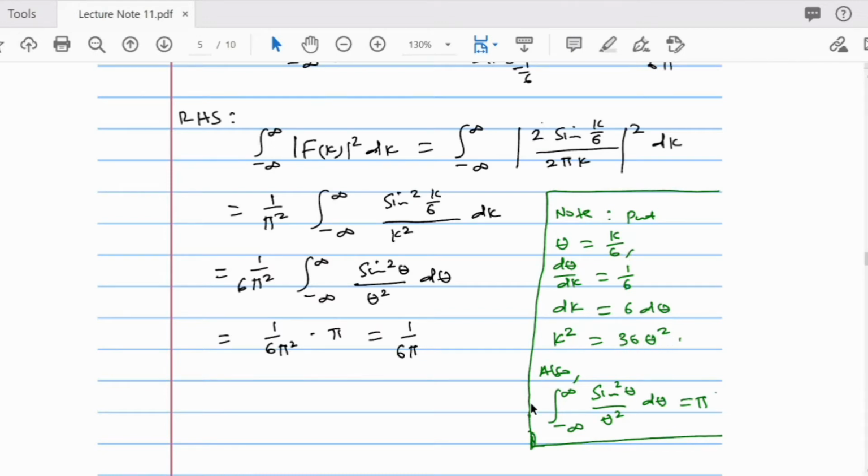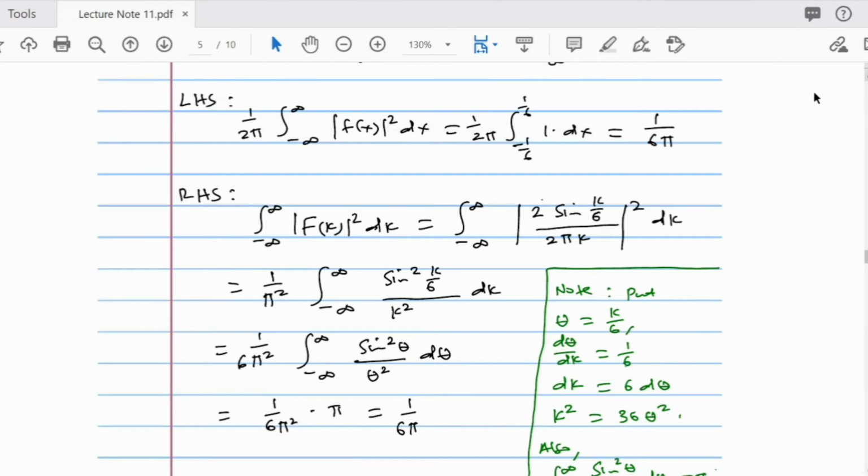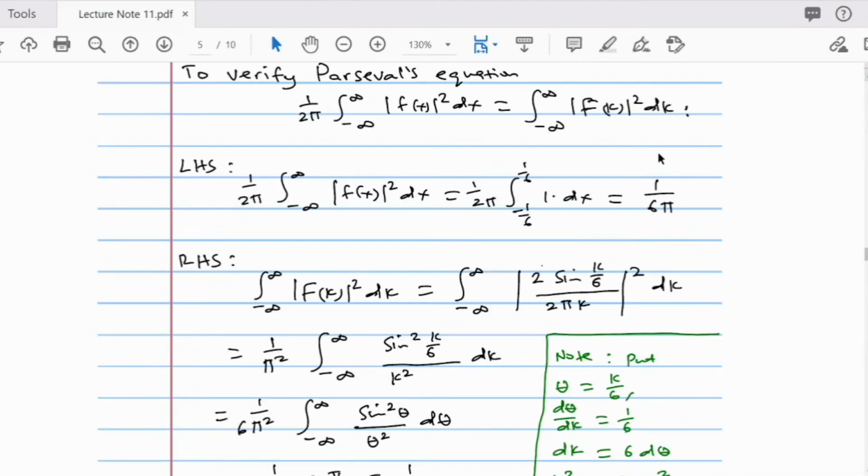I told you the last time that this is a standard integral. Whenever you integrate from minus infinity to infinity sine squared theta over theta squared, d theta, you always get pi. You don't need to verify this; it's a standard result that you can always quote. So the whole of this is just pi, and pi cancels pi, so we have 1 over 6 pi. So the right-hand side of the Parseval identity is 1 over 6 pi. The left-hand side is also 1 over 6 pi, so the left-hand side is equal to the right-hand side.